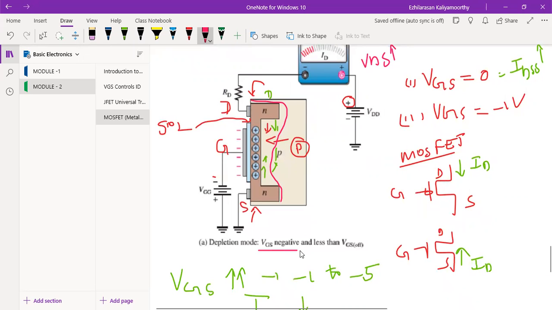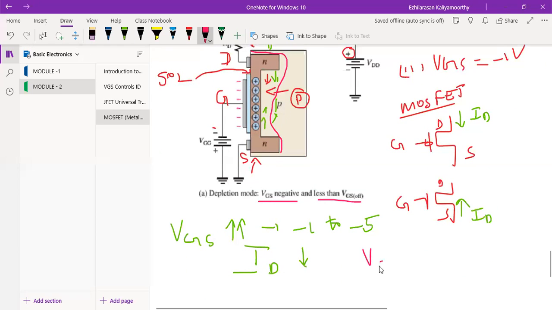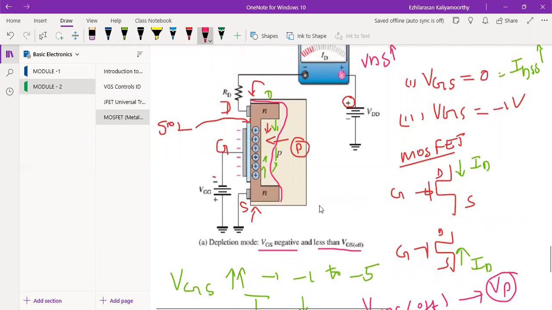So VGS is negative and less than VGS(off). What is VGS(off)? Already we know that VGS(off) is nothing but VP, that is the pinch-off voltage, the maximum voltage. So very simple. First we make VGS equal to 0. If you make VGS equal to 0, what will happen to the device? Already the channel was established. Then a positive VDD has been connected, so automatically, even if I am not applying any voltage, we will have the maximum current.